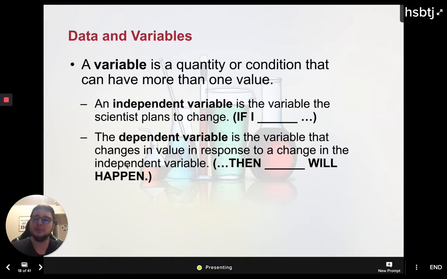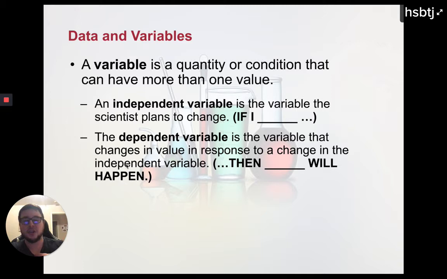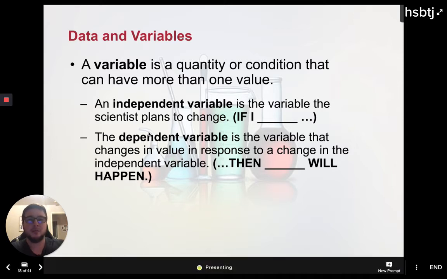So for example, if I'm seeing how fertilizers affect plant growth, I can change what type of fertilizer I use. That's the independent variable. And then the dependent variable would be how tall the plants grow, or how many tomatoes I get in my plant, or whatever I'm looking at. That's the dependent variable that changes because I changed something else, if that makes sense. Okay?